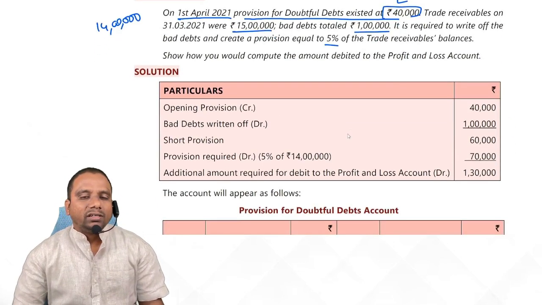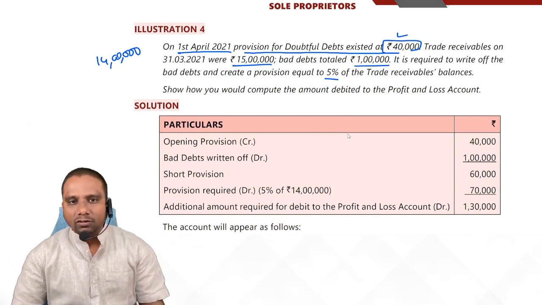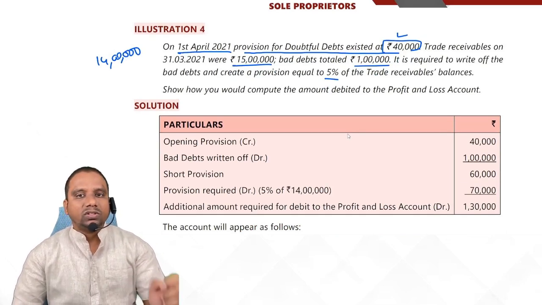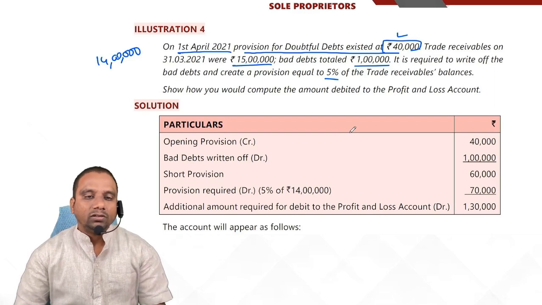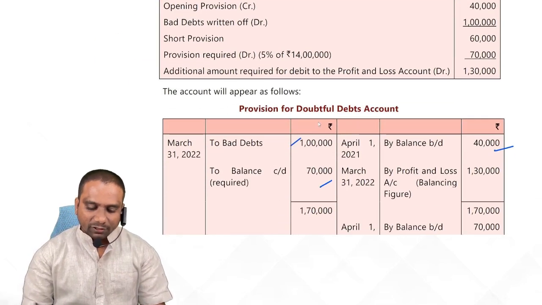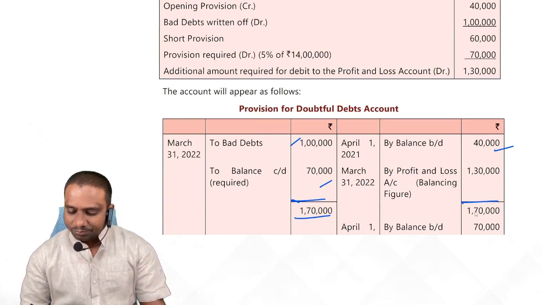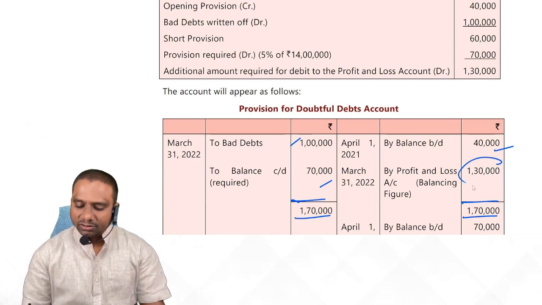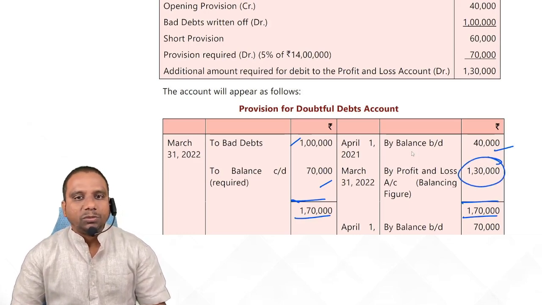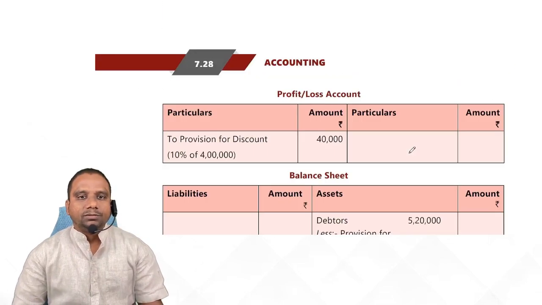Next, bad debts 1 lakh. Generally bad debts are transferred to P&L account. But here we are maintaining a provision, so transfer this 1 lakh to the provision account. Entry: provision account debit to bad debts account. Now, the balance amount, the difference, is transferred to P&L account. True, students. Next question.